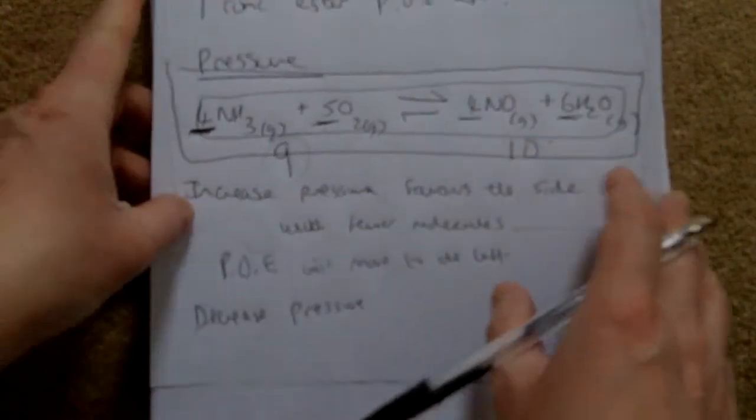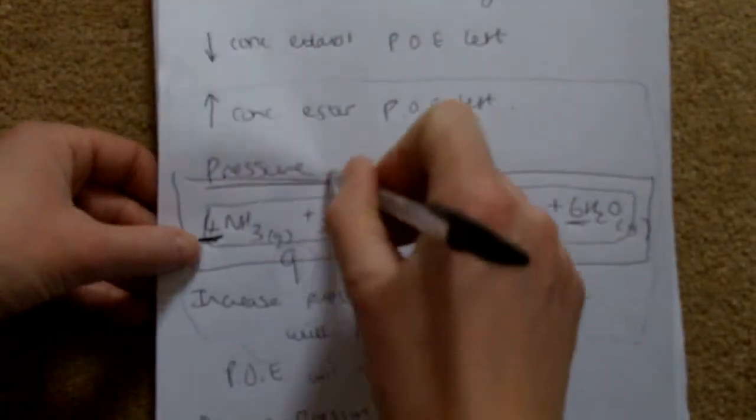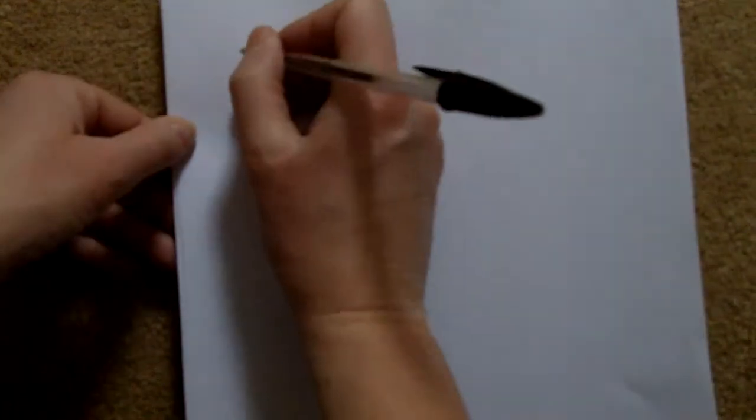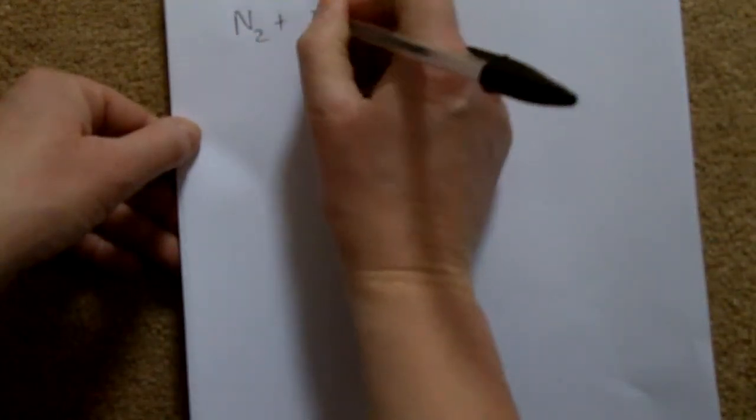All right. Okay. Last condition. We've done concentration. We've done pressure. Let's just quickly do temperature. All right. So let's do a temperature one. So I need an example. All right. So let's take the Haber process. Okay, here's a good example.